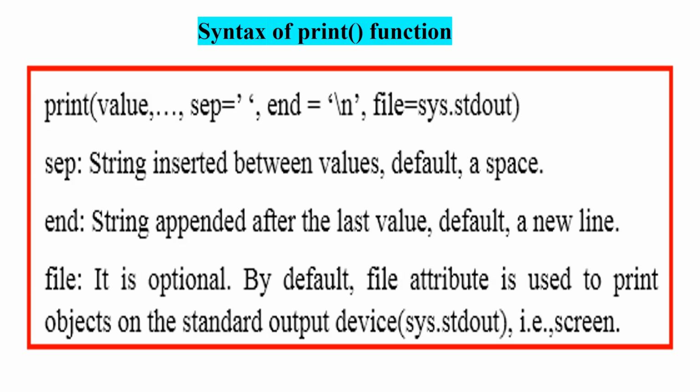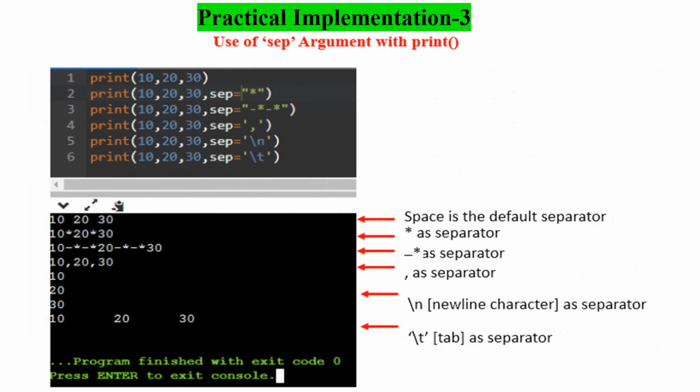Here, sep describes the string inserted between values, with default value a space. End describes the string appended after the last value, with default value a new line. File is optional. By default, the file attribute is used to print objects on the standard output device, that is sys.stdout, that is the screen. The sep argument allows you to specify a string that will be used as the separator between the values being printed. For example, if you pass sep equals hyphen, the values will be separated by hyphens instead of spaces.